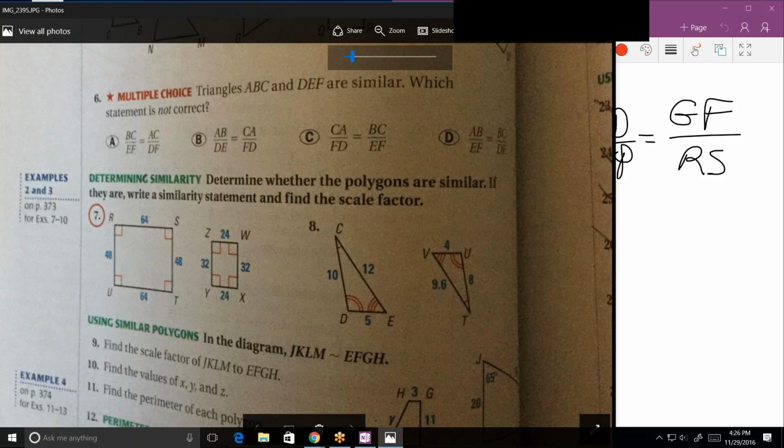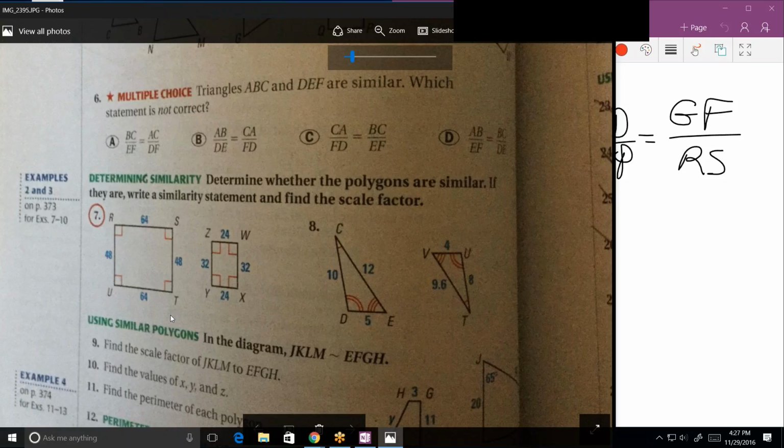How do we figure out if these two figures are similar? Well, if we turn that smaller one on its side, it is similar, because 32 times 2 equals 64, and 24 times 2 equals 48. So what's the scale factor? It's 2. 2 to 1, exactly. Scale factor is 2, right? Or 2 over 1. I prefer 2 to 1. Either one is correct, and 1 to 2 is also correct.